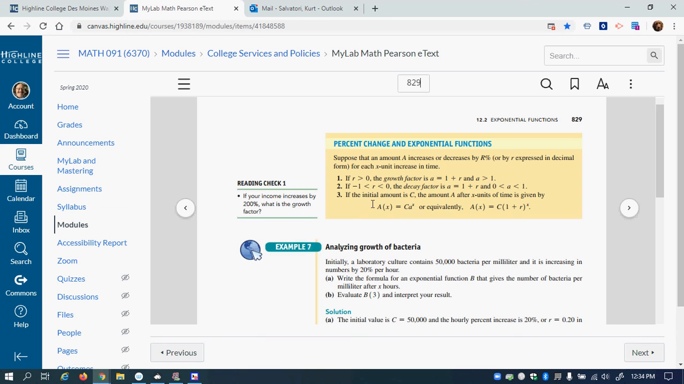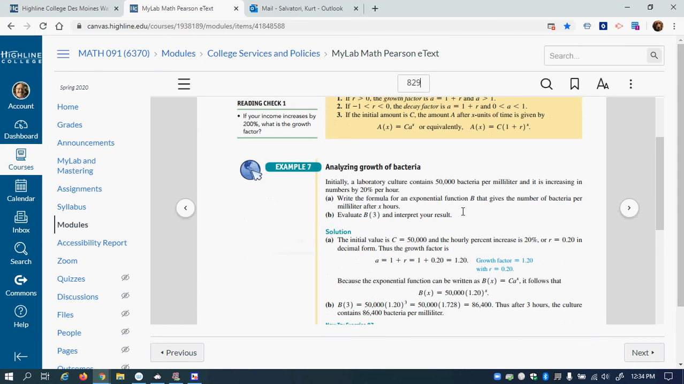So if the initial amount C is our amount and A is the amount after x units of time, we have these two particular equations. We have C times a to the x, or we have that interest for increase or decrease. So we can write it this way as well.